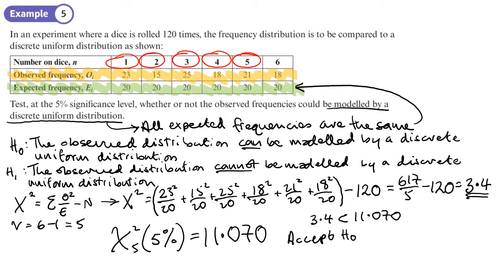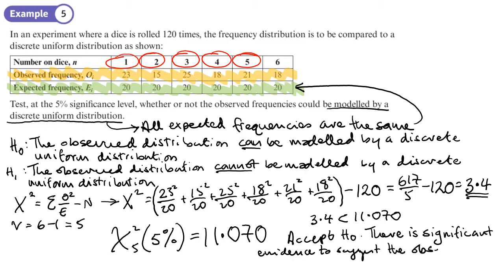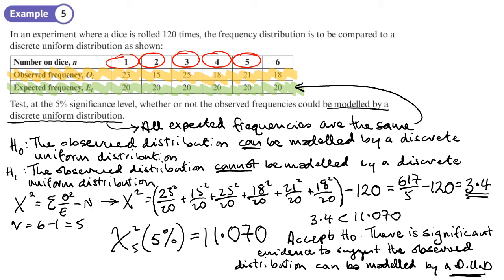And don't just say accept H0, we can say that there is enough evidence to suggest that the observed distribution, let's write that down, there is significant evidence to suggest the observed distribution can be modeled by, and I'll just put discrete uniform distribution only because I haven't got enough space, but obviously don't just write DUD at the end of a question.